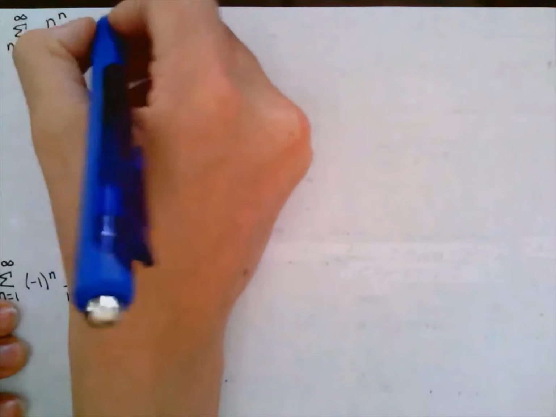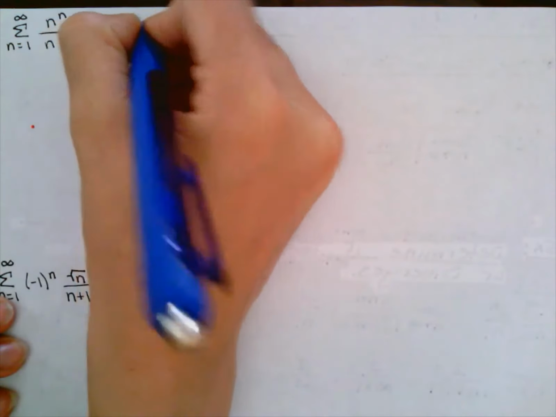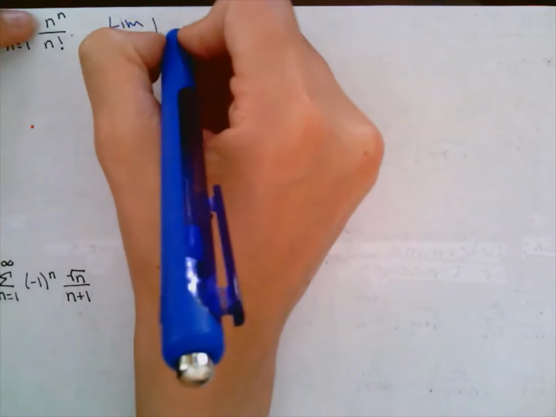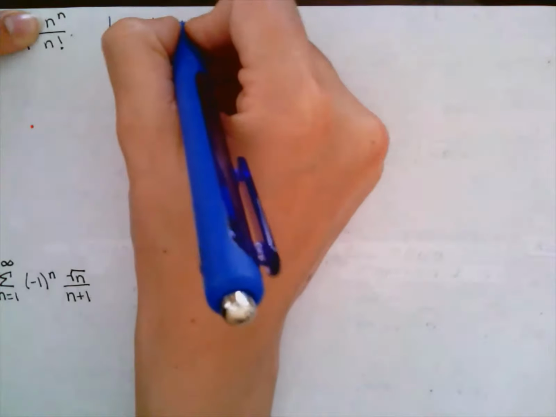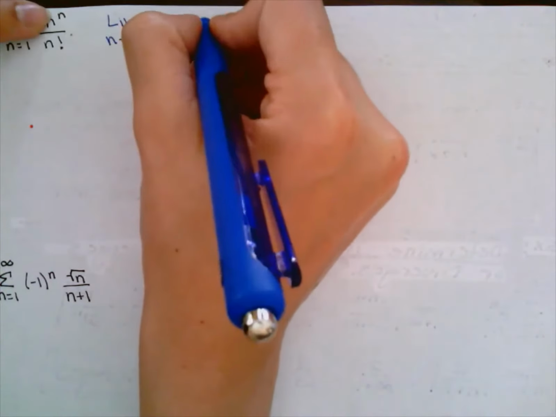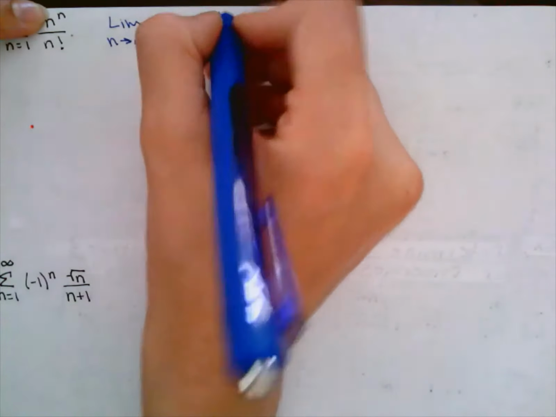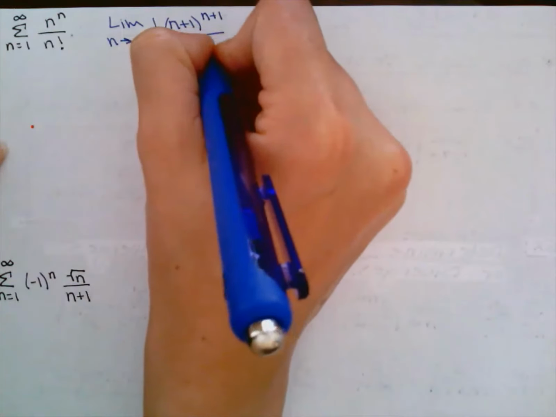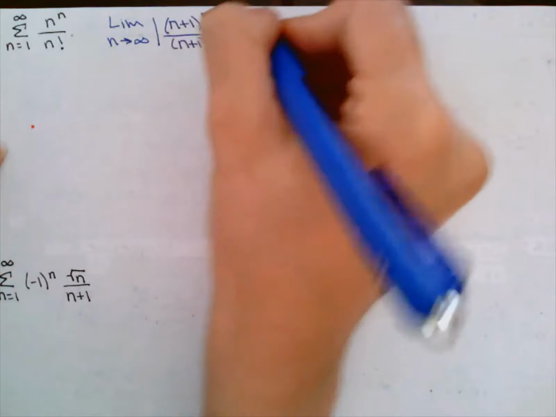When I look at this next example, I've got so many n's here. I've got an n raised to the n in the numerator and then an n factorial in the denominator. That's what leads me to do the ratio test, okay? So I'm going to start off with the limit as n approaches infinity of the absolute value of this n needs a plus 1. And so does the 1 in the exponent, okay? And then divided by the original.